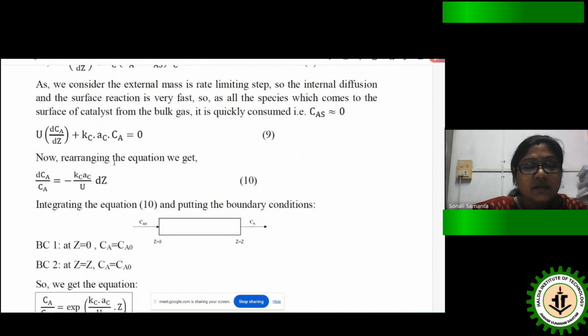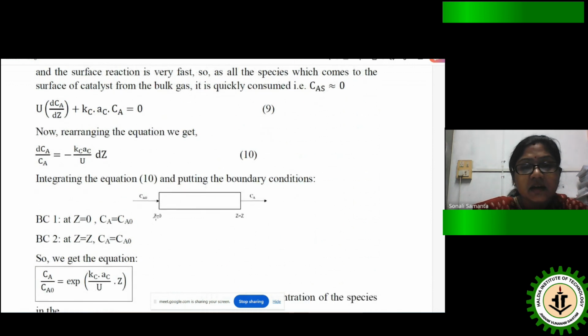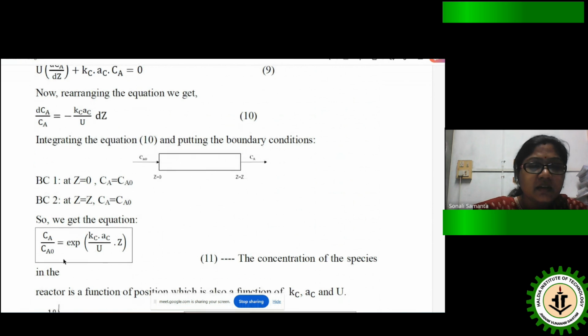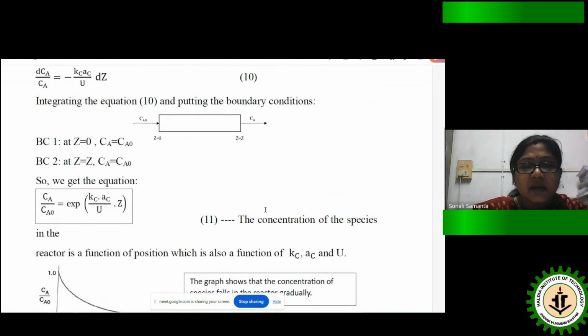If you integrate the equation taking the boundary conditions, at z equals 0, CA will be CA naught, that is the initial reactant concentration, and at z equals z, the reactant concentration is CA. Putting these two boundary conditions and doing the integration, you can get the concentration profile inside the packed bed reactor: CA by CA naught equals exponential of minus Kc Ac by U into z.